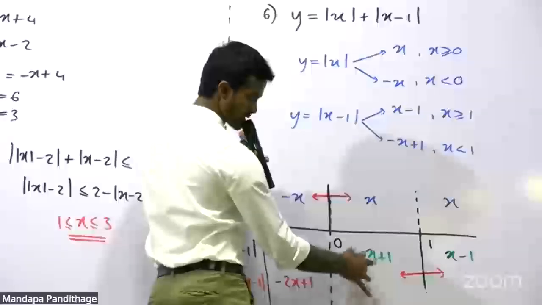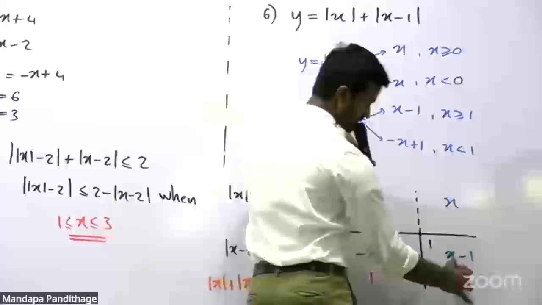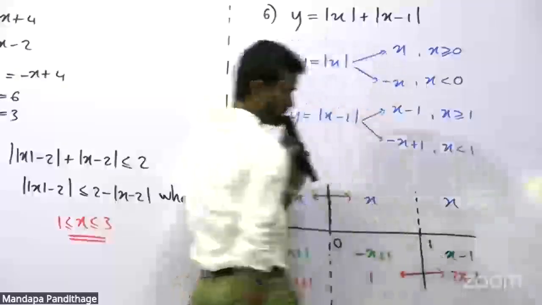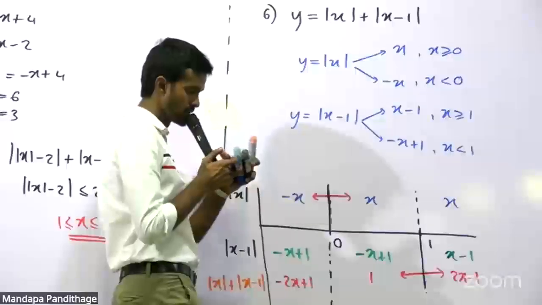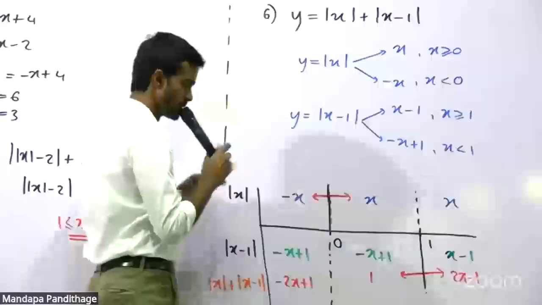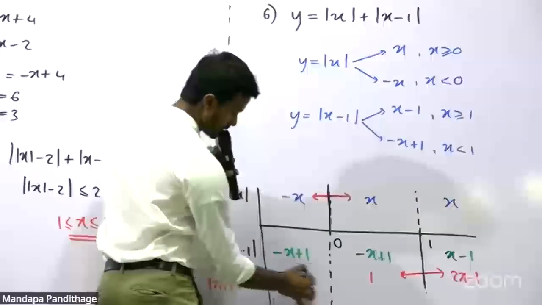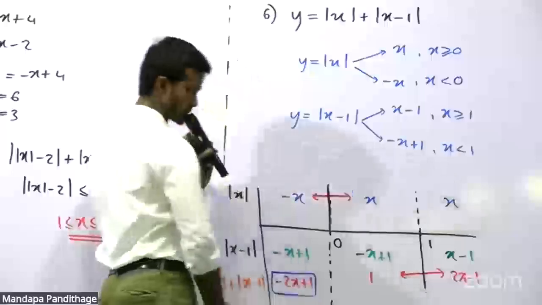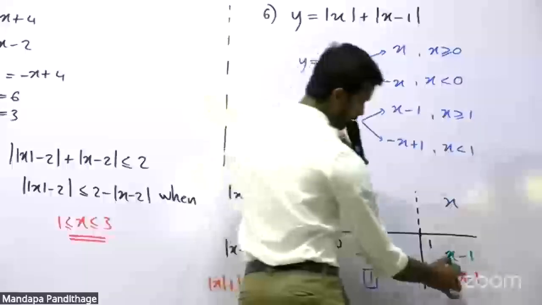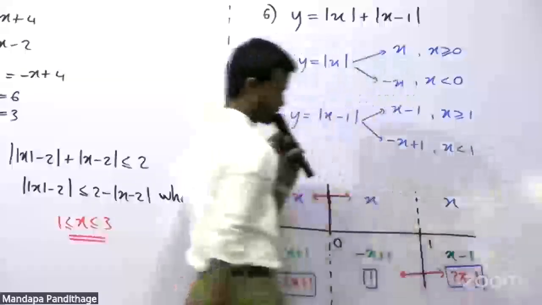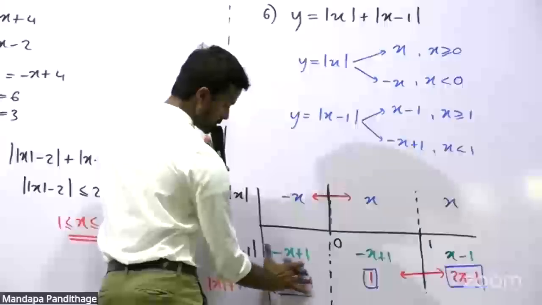Minus x plus x cancel off. Here you get 1. X plus x, you get 2x minus 1. That means in the three regions, you are supposed to draw the straight lines y equals minus 2x plus 1, y equals 1, and y equals 2x minus 1. Which means in the given three ranges, you are supposed to draw the straight lines.